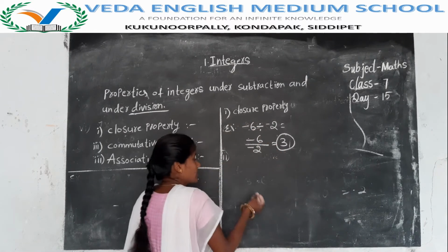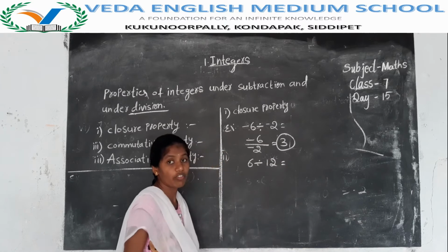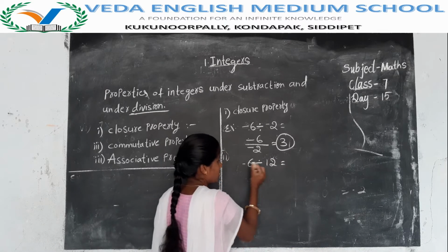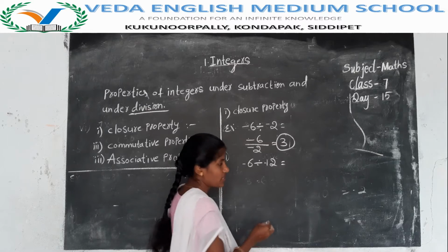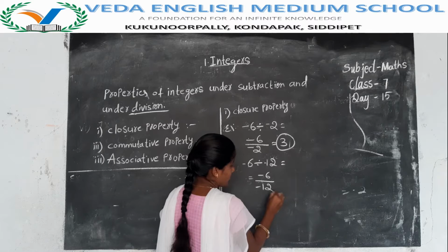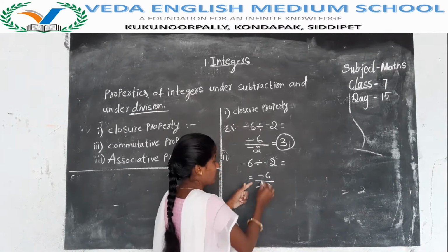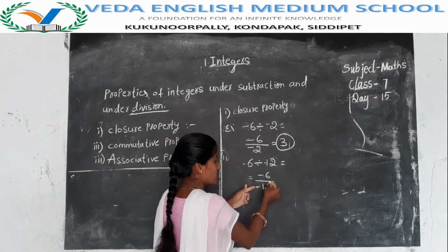If we have it like this, then what will we do? Minus 6 by minus 12. Here also we will take minus and minus. Now we can write minus 6 by minus 12. Now see, here and here we have both minuses. If we have minus like this, then minus minus will get cancelled. 6 ones are 6, twos are.